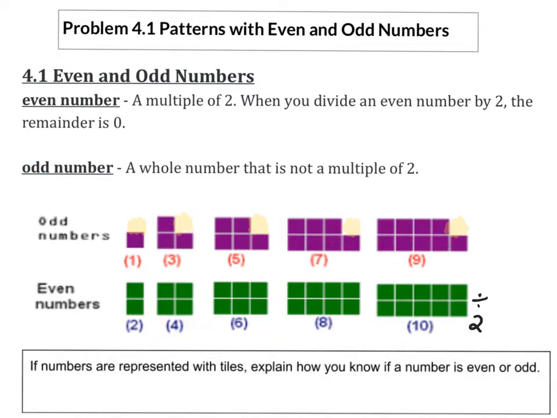Now, let's answer this question. I'm getting these straight from your notes packet, so you should probably get your notes packet out. I should have mentioned that at the beginning. If numbers are represented with tiles, explain how you know if a number is even or odd. You know if they're even because there's no chunk missing, and they're all multiples of 2, or they can be divided by 2. You know they're odd if there is a chunk missing.